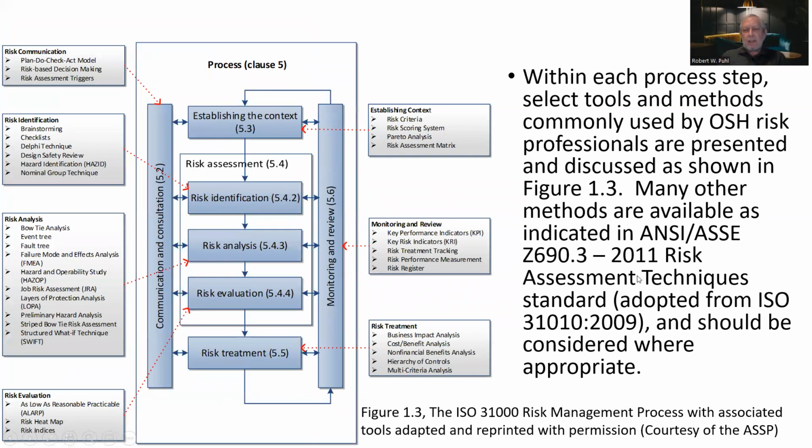Now, within each process step, select tools and methods commonly used by OSH risk professionals are presented and discussed, as shown in figure 1.3. Many other methods are available, and we're going to talk about some methods, and some methods we're going to mention. I'm not going to read these off to you. You can look in the book and see what they are. You can see the main headings are all the chapter headings pretty much.